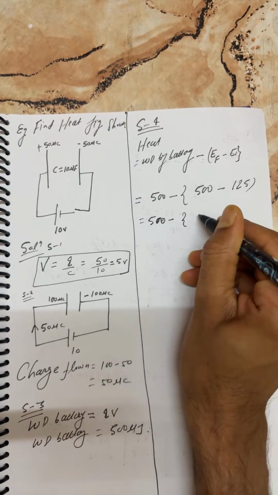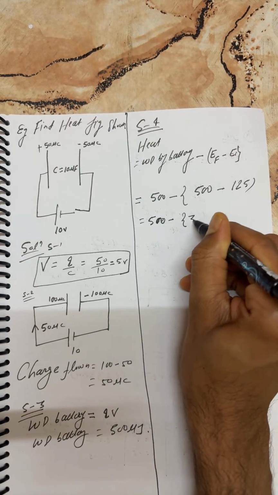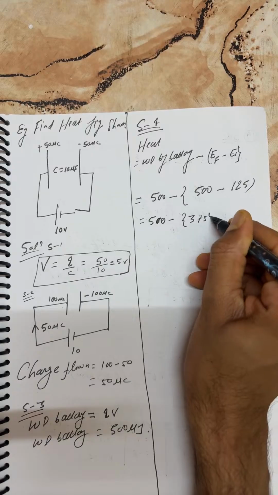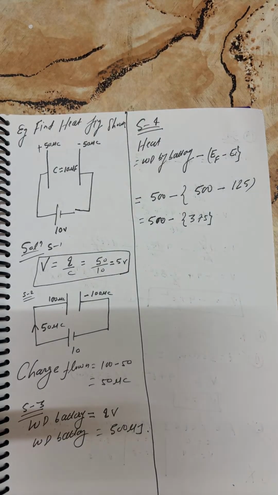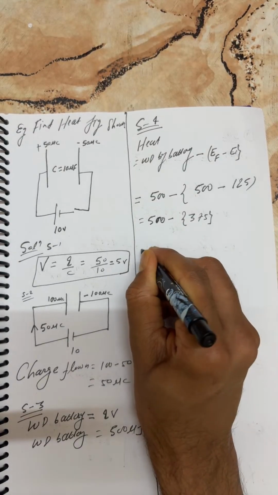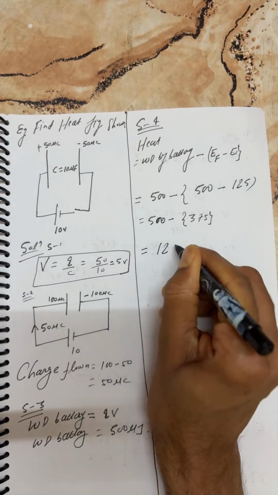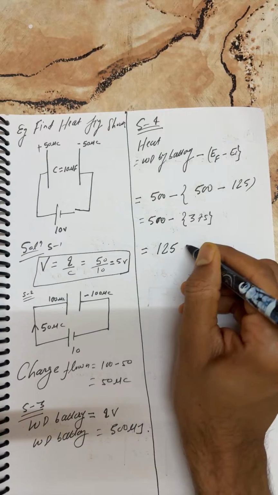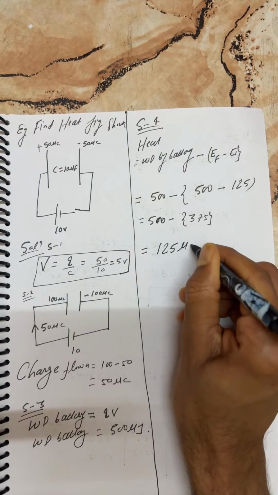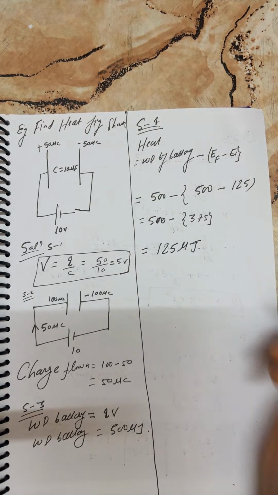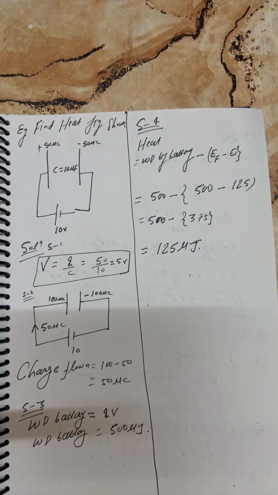500 minus this, which is 375. So 500 minus 375, beta, how much is coming? This is 125 microjoule. Very good here.